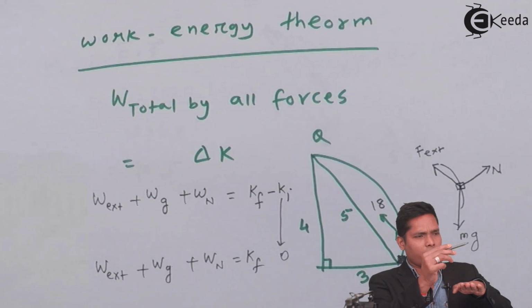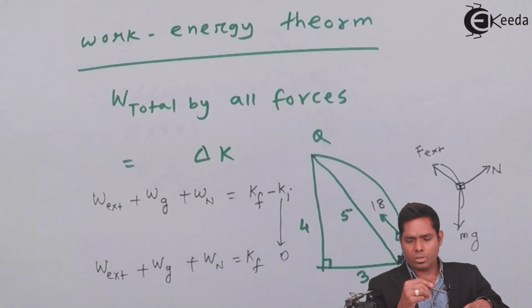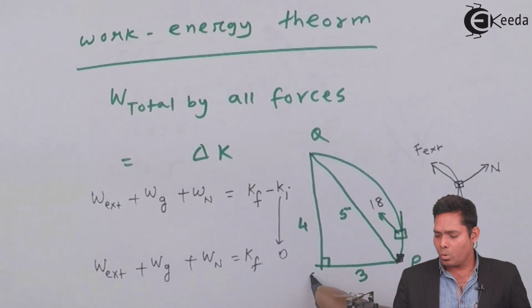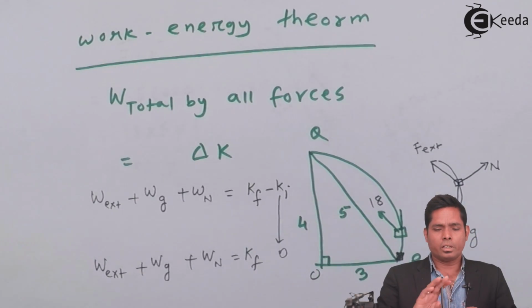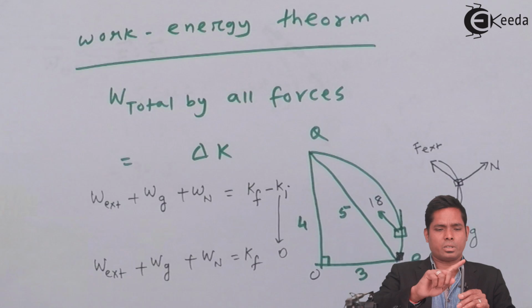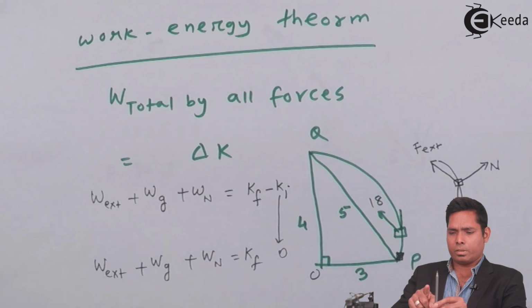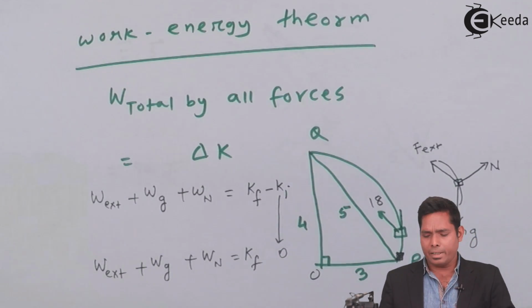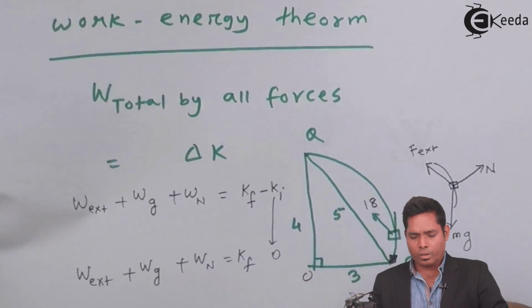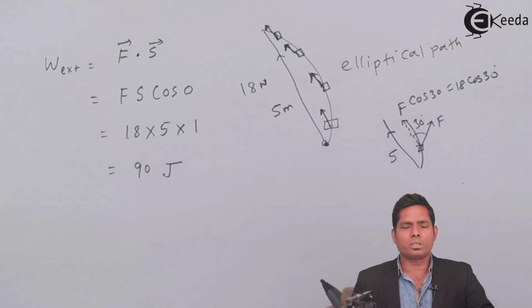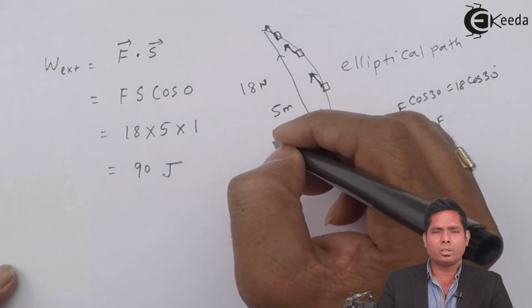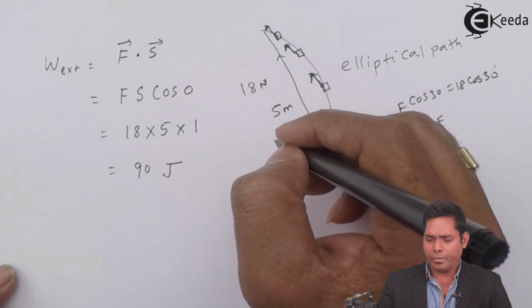If it is coming to this point, then this is the vertical height that is raised. So this vertical height is the displacement, and the vertical height is 4 meter. Because gravitational force is a conservative force, the work done is independent of the path followed. It depends on the vertical height, initial and final.